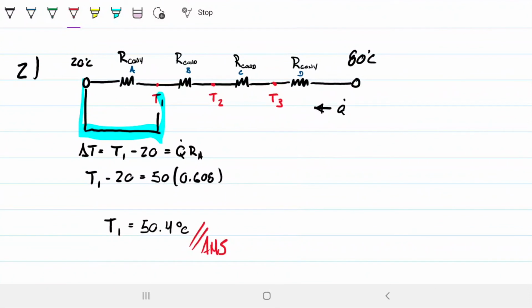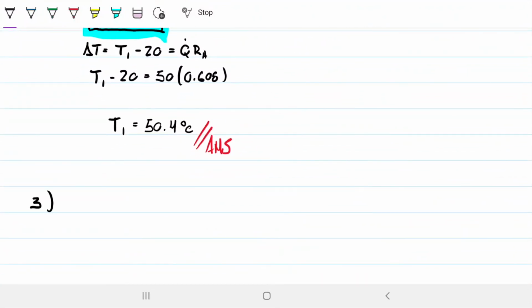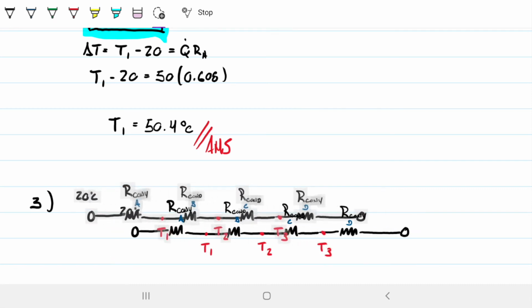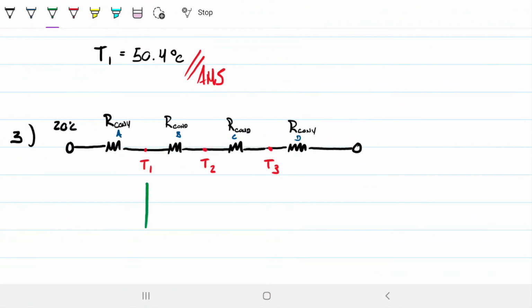And we're going to rinse and repeat and do the same thing for T2 and T3, which is our part 3 in this problem. Okay, so here you go. To find T2, there are 2 ways. Actually, there are 3 ways, right?